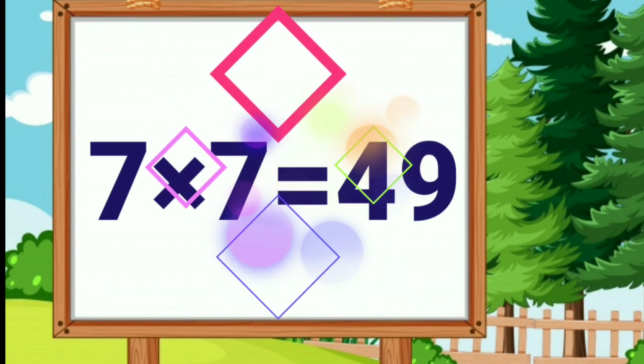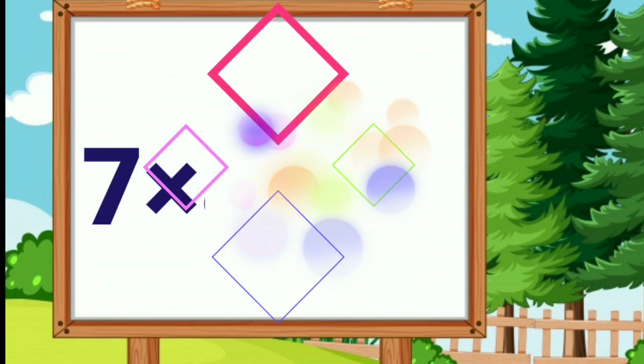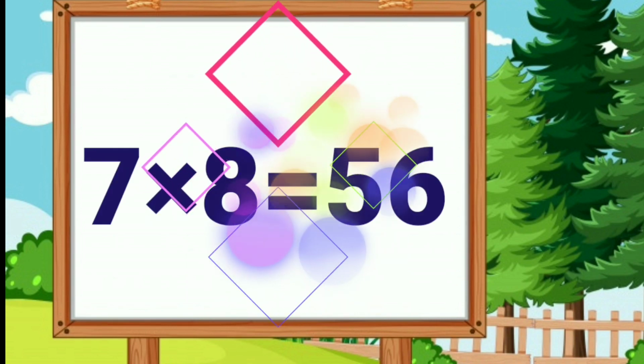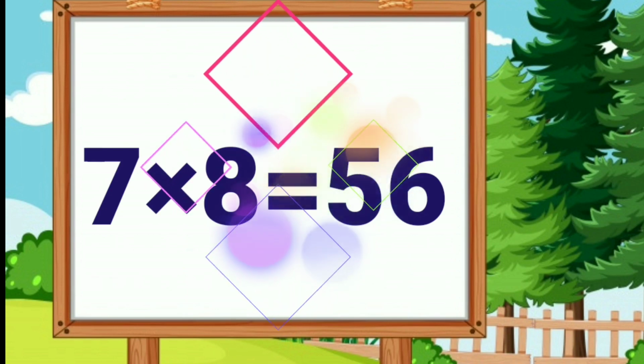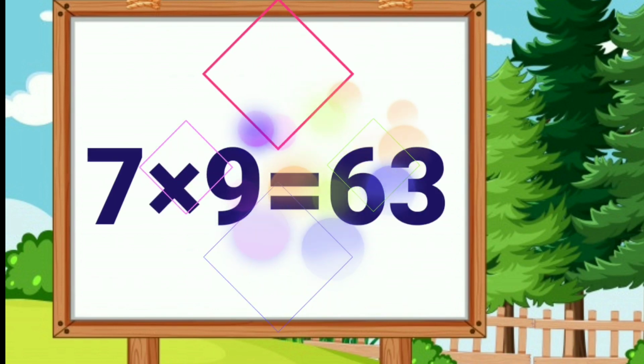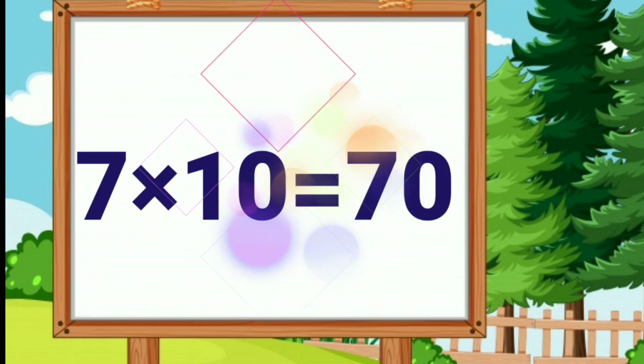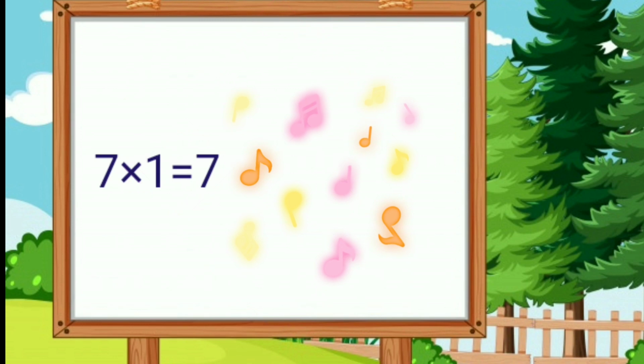7 sevens are 49. 7 eights are 56. 7 nines are 63. 7 tens are 70. 7 ones are 7.